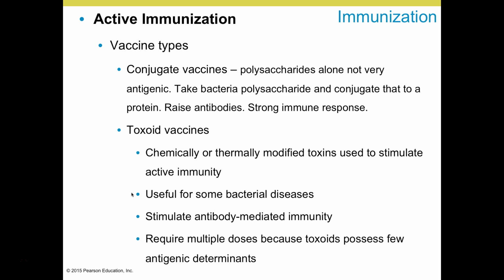The conjugate vaccines, they're not viruses, they're not bacteria, they actually are polysaccharides. In other words, they're man-made. But this polysaccharide presence in the body makes your immune system raise antibodies. Your toxoid vaccines are known as your chemically or thermally modified toxins. They also are used to stimulate the active immune system.